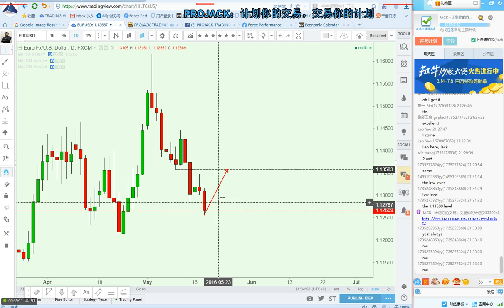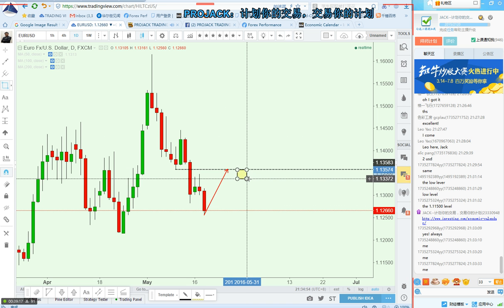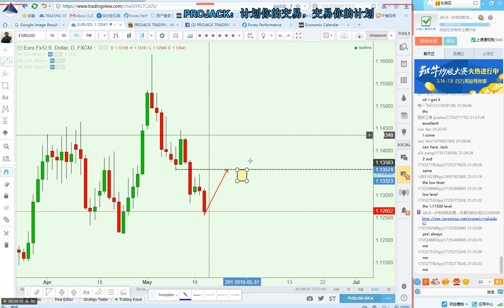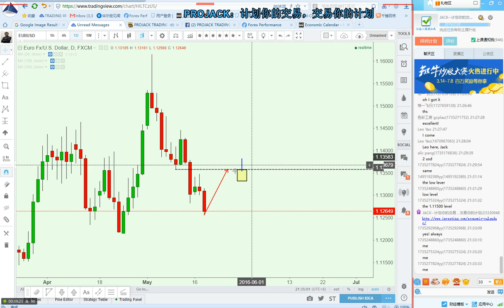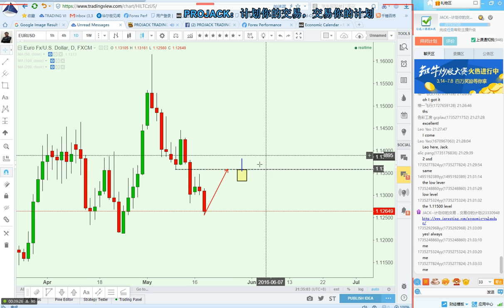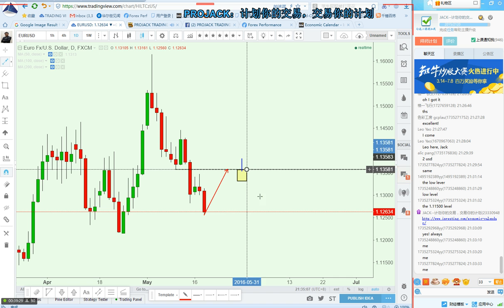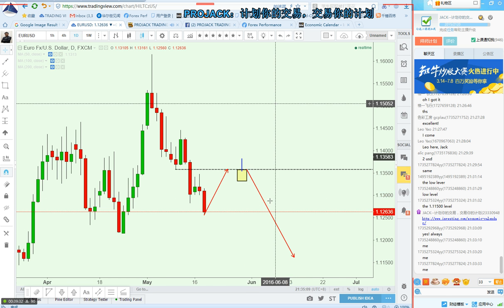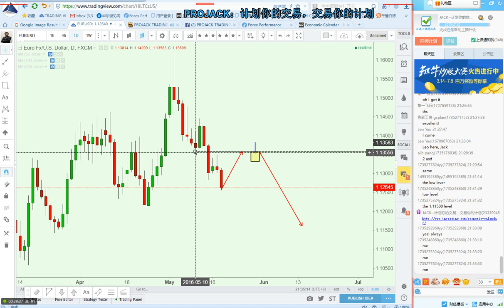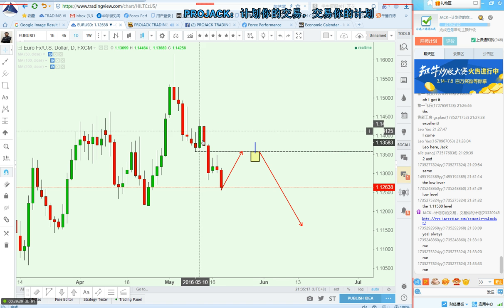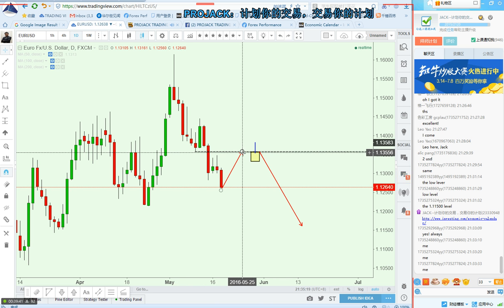If euro dollar really comes to this level and it cannot break above, cannot make a new high, and it forms this kind of candle, this kind of price action, what will you do? Definitely we can short, right? So this is how you read the chart. Find the previous structure: break, pullback, sell the pullback, sell the pullback.